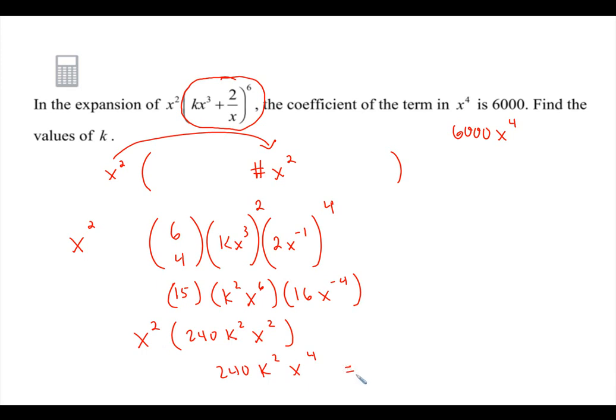And then this is going to equal, and now remember they said if we expanded this out and multiplied everything, the x to the 4th is going to have a coefficient of 6,000 x to the 4th. So this is going to equal 6,000 x to the 4th, right there, okay?